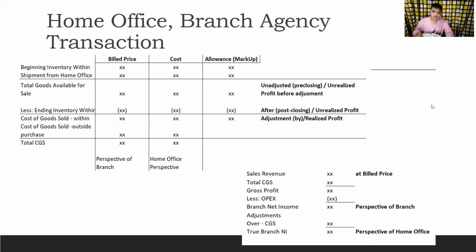Next is home office, branch, agency and transactions. This topic is more about journal entries, but I can give you formulas, especially on billing price, about when it says above cost. You must compute it again, because from shipment from home office to branch there is a markup. So you need to get the true net income of the branch.